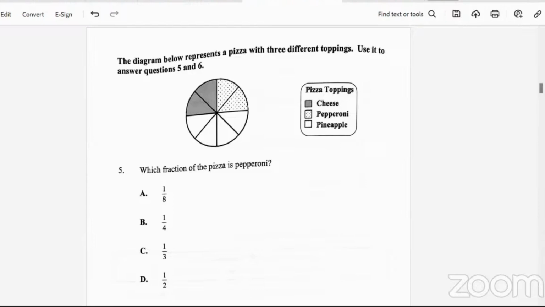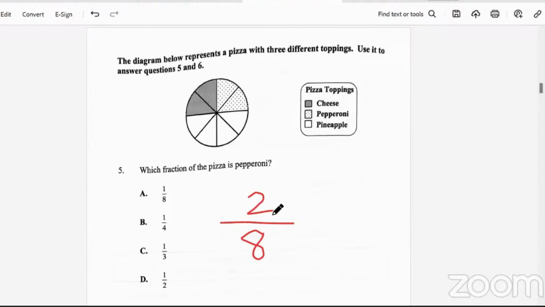Now we know that in order to find our fraction, remember a fraction has a denominator and a numerator. The denominator represents the total parts. If we count all the parts of the pizza, all the slices, then we have 8. So that would be our denominator. Now for the pepperoni, we're going to see how much out of the 8 parts is allotted to pepperoni, and it was 2 out of 8. So 2 out of the 8 slices would be pepperoni.